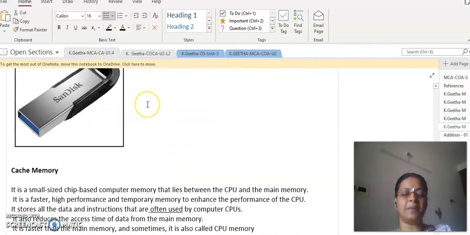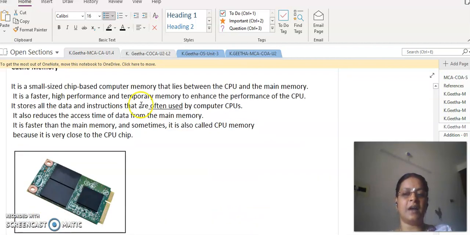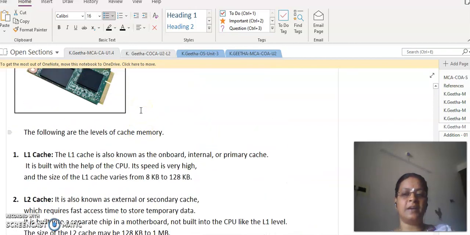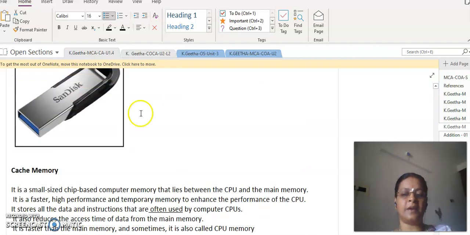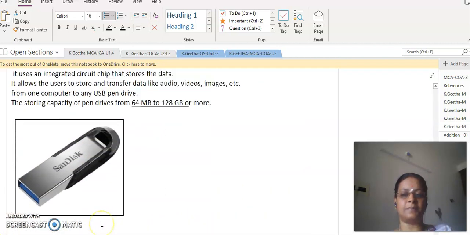And I think this completes the discussion of all the secondary storage devices which have different versions. And then in the next session, I think we will discuss the cache memory and the other related concepts with respect to cache memory.